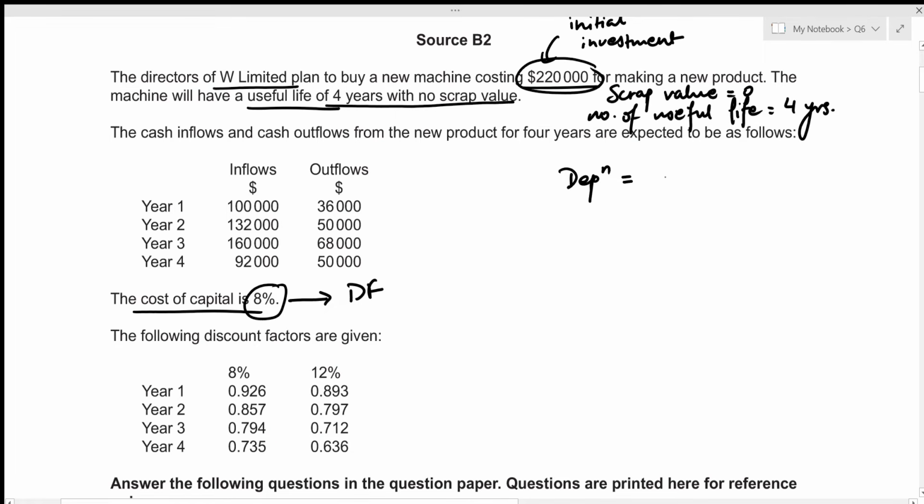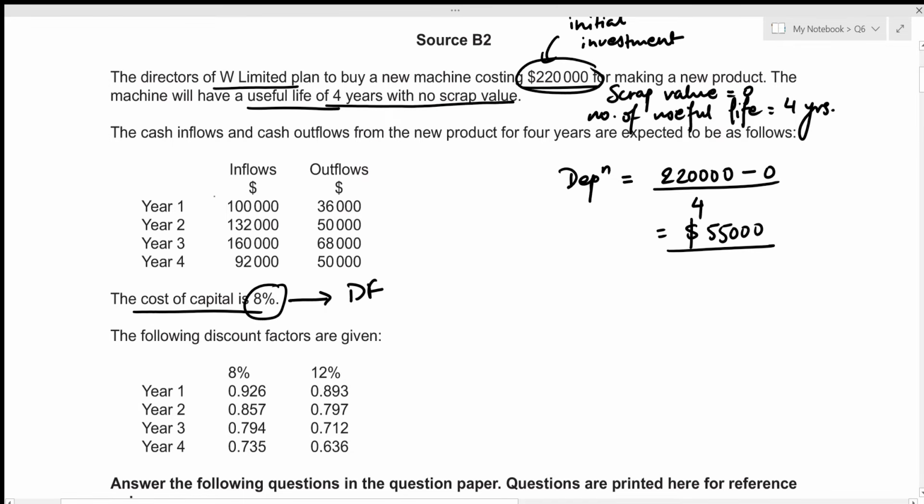So on a straight line basis, that's just going to be the initial investment minus scrap value divided by the number of useful life. We know that our initial investment is 220,000. We know that the scrap value is 0, divided by 4. So this gives our depreciation for each year to be 55,000. We also need to adjust our depreciation to the net cash flow in order to figure out the profits for the year 1, 2, 3, and 4. Let's list down our inflows and outflows.